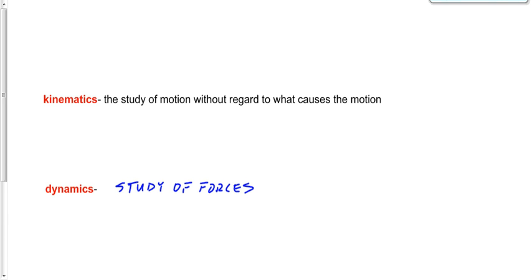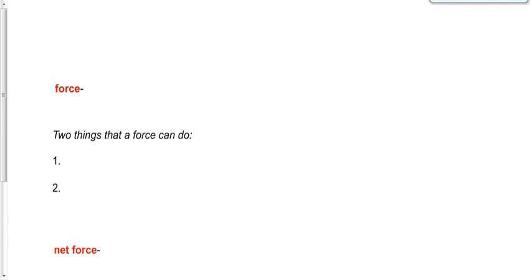A force is a blank or a blank? A push or a pull. That's right. A force is simply defined as a push or a pull.